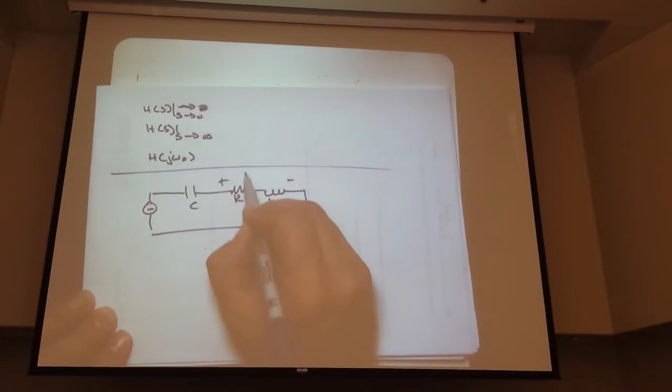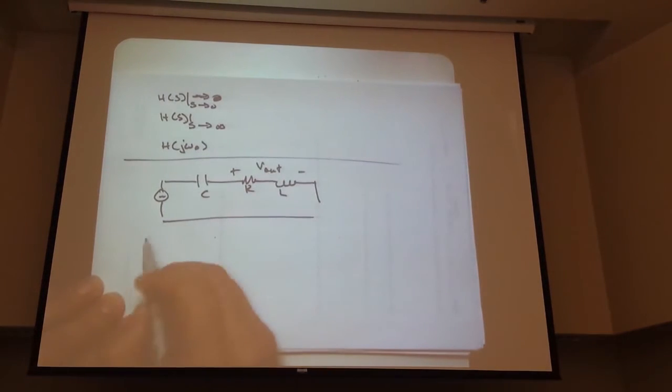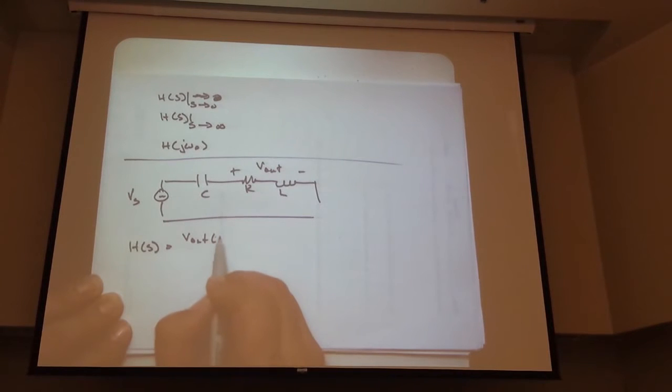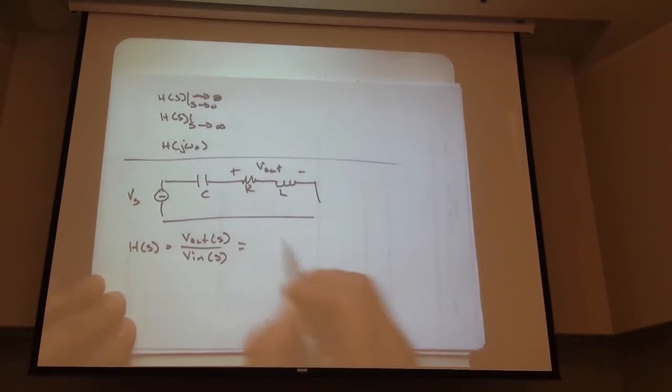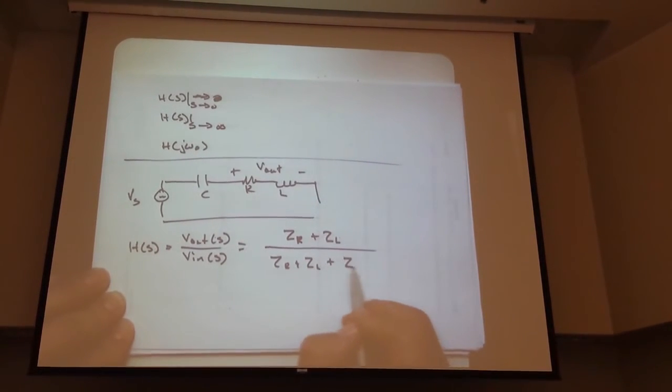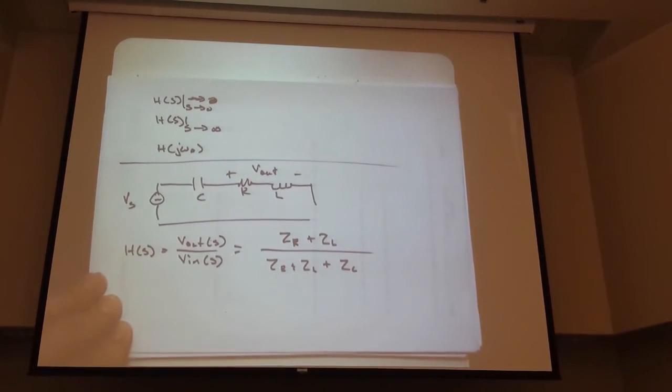Let's call this V out. And so it's worth an exercise just going through the algebra here. We haven't done it for a while, so H of S, again, V out of S over V in of S. And if we do this in terms of impedances, this is ZR plus ZL over ZR plus ZL plus ZC. I mean, that's a straight up voltage divider. Everybody agrees? We haven't used that term for 5 minutes, so it's worth saying again.